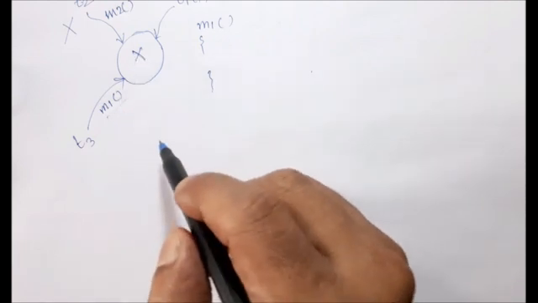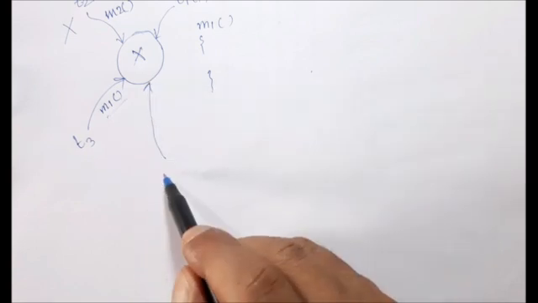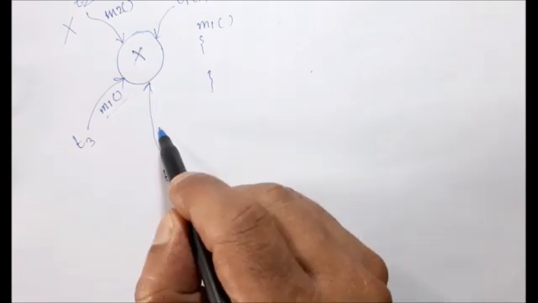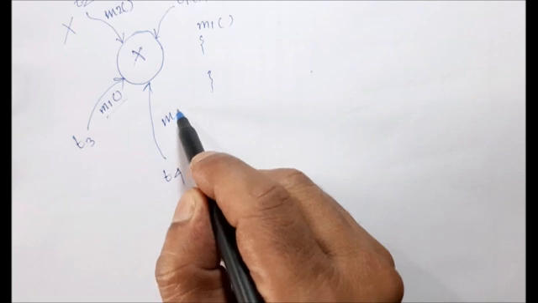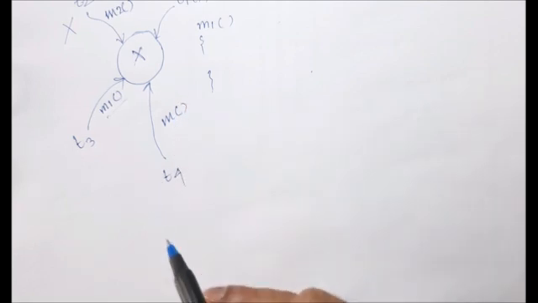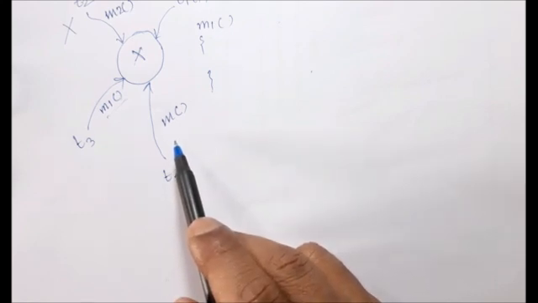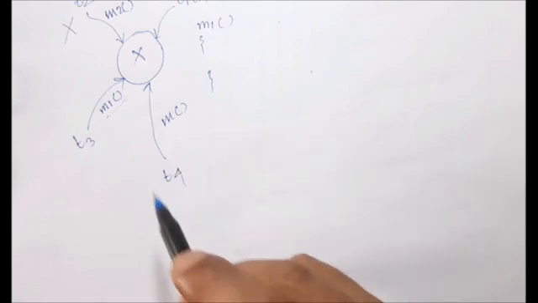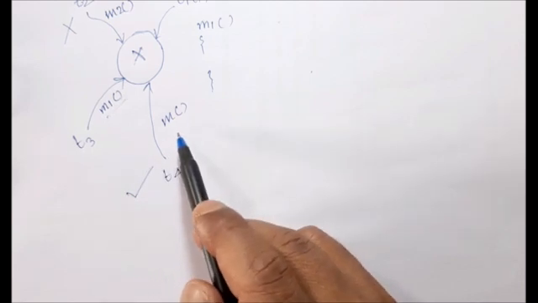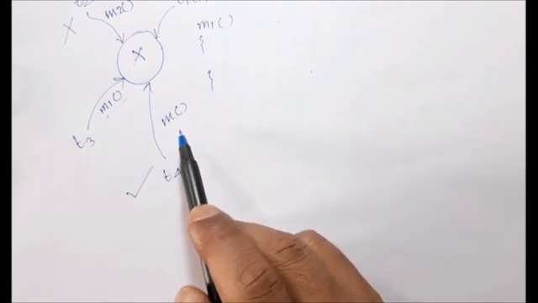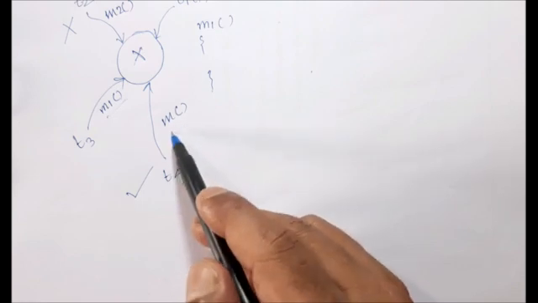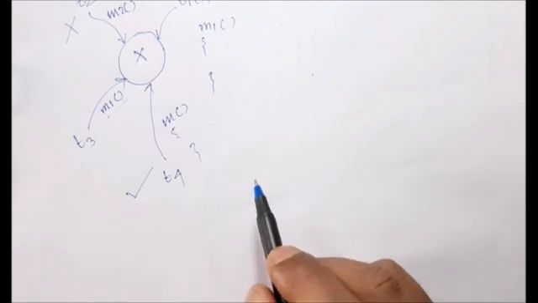But what will happen if another thread, for example T4, wants to access another method, M, which is a non-synchronized method? If another thread wants to access a non-synchronized method, whether it will be accessed or not? Of course it will be accessed. Why? Because this method is not synchronized. So if this thread wants to access this M method, it doesn't need any lock.